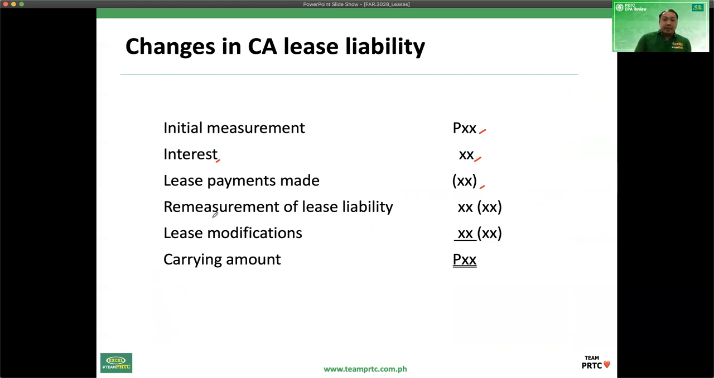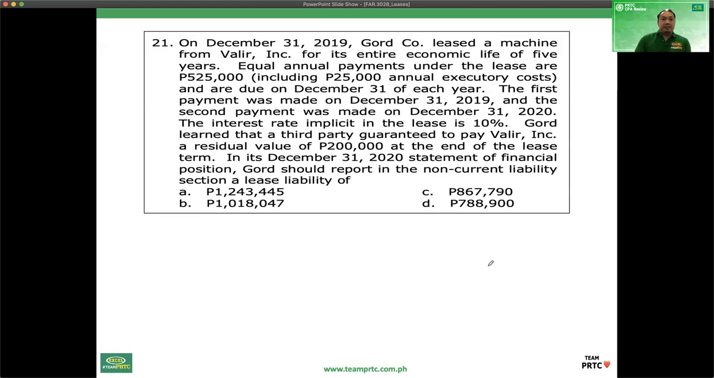Okay? Now, to illustrate computation of the carrying amount and the presentation, number 21. So actually itong 21, ang focus natin dyan, okay, presentation. So ang requirement, non-current, as of December 31, 2020. Okay, so here's the background. On December 31, 2019, the company leased a machine for its entire economic life of 5 years. Equal annual payments under the lease term, 525,000. Kaya lang kasama doon yung 25,000 annual executory costs.